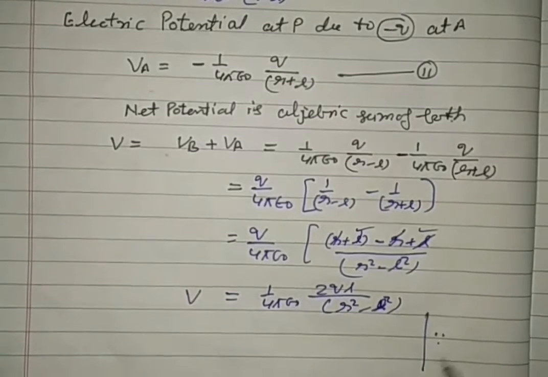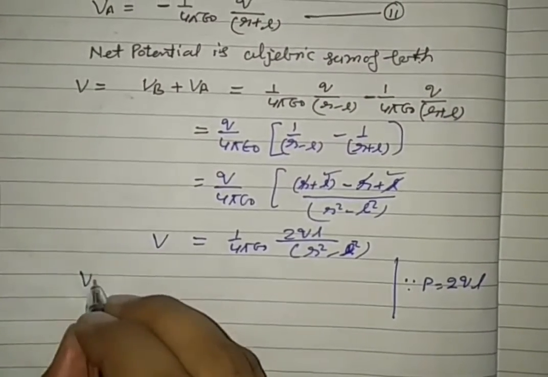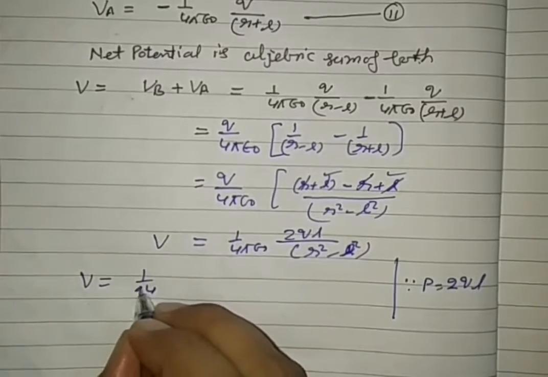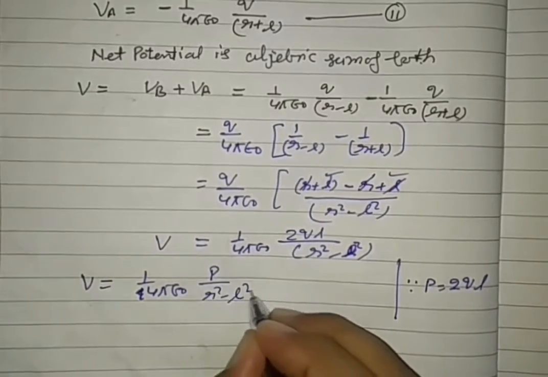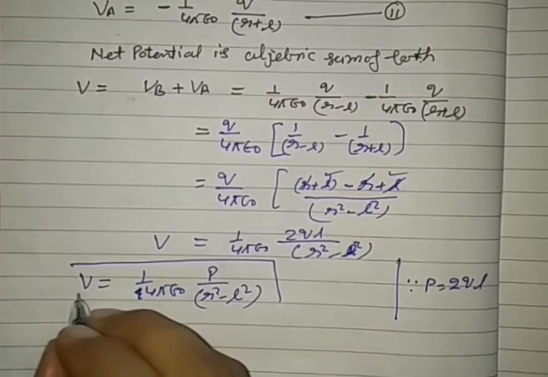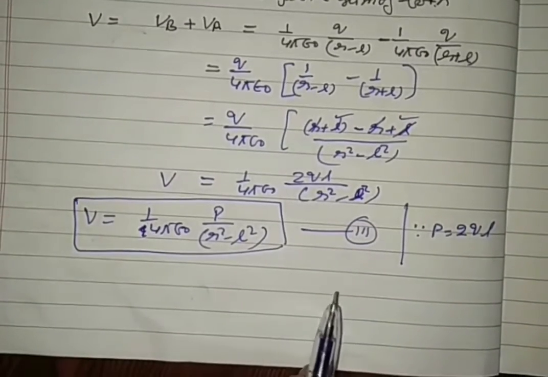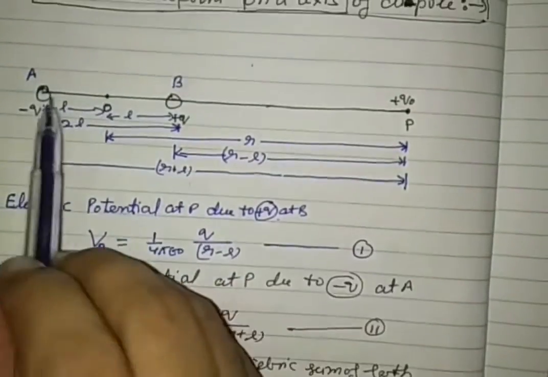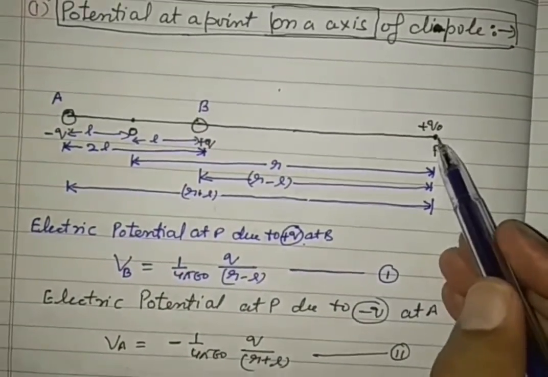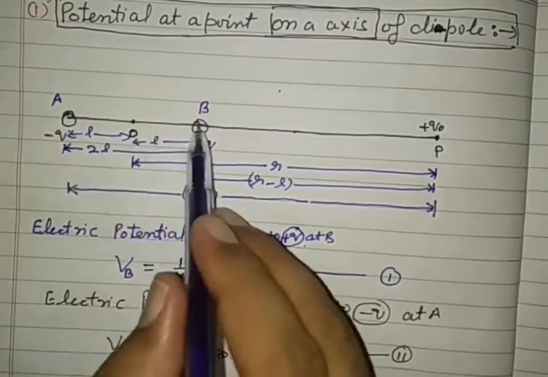Since we know that the electric dipole moment P is equal to 2qL, the potential formula may be written as 1 upon 4 pi epsilon 0 P by R square minus L square. See this equation number 3, which determines the electric potential due to a dipole at point P. So this formula, equation 3, represents the electric potential at point P on the axis due to a dipole.